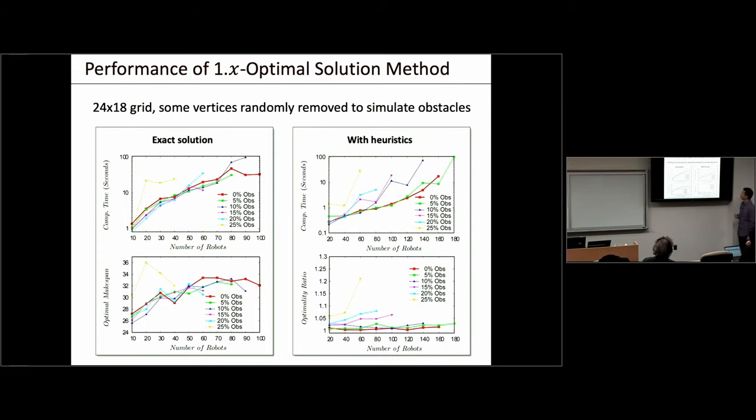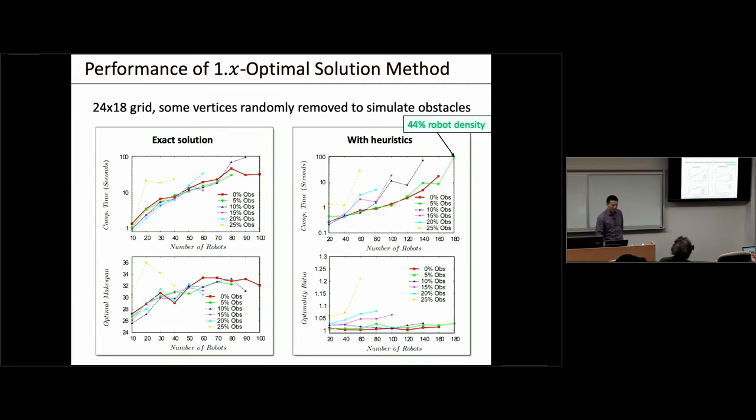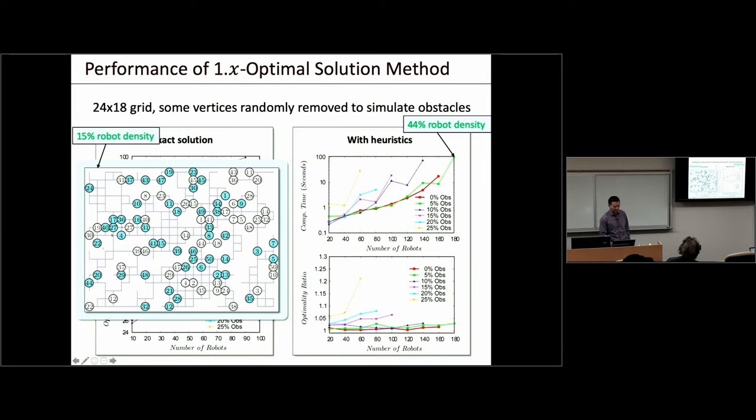Now, we can actually do this for up to about 180 robots on a fairly small grid. And this can be done for most of these in under 10 seconds. I should mention that here we have about 44% of the grid cells occupied by robots, whereas in settings like this, the occupancy is only 15%. So 44% is very, very full.